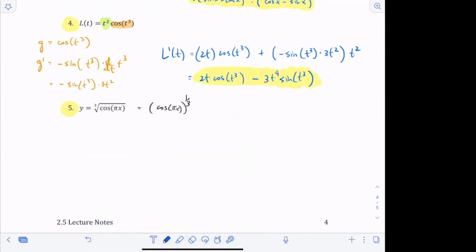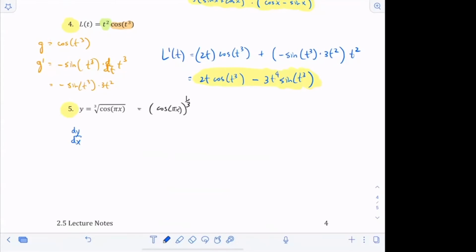So when you want to find the derivative dy dx, you have to use the chain rule. The outside is something to the 1/3. So you bring down the 1/3 power. You keep the inside. You subtract 1 from the exponent. 1/3 minus 1 is -2/3. Now we got to keep the inside, which is cosine of pi x. We're going to multiply by the derivative of cosine of pi x. Any questions on that first step?